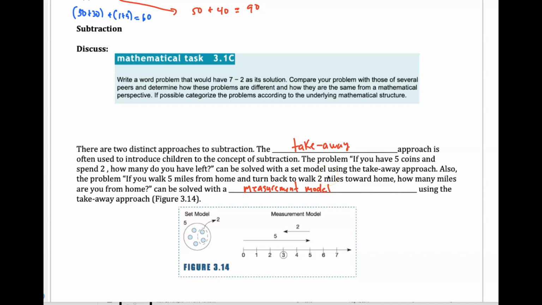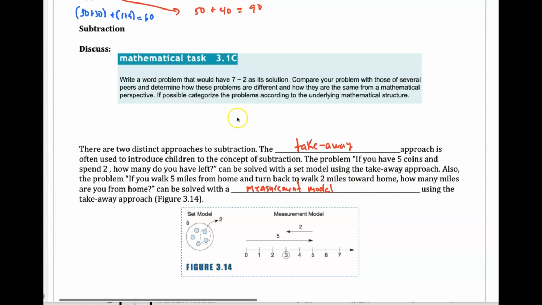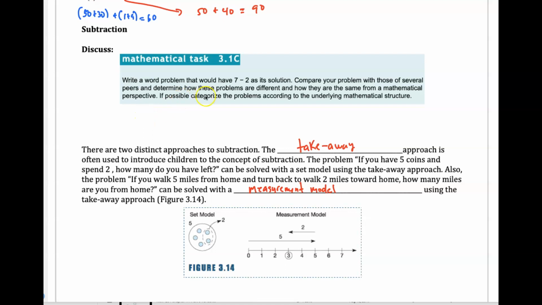We're going to continue on with chapter 3.3. We're going to look at subtraction now. So it's first important to think about the situation of what does 7 minus 2 mean, and if you had to come up with a word problem, what would you come up with?